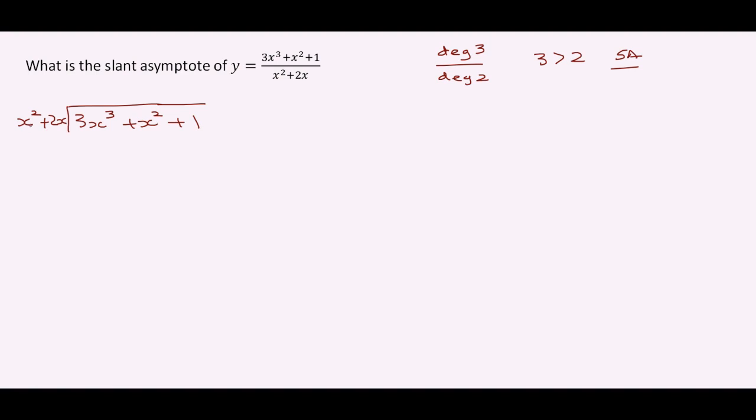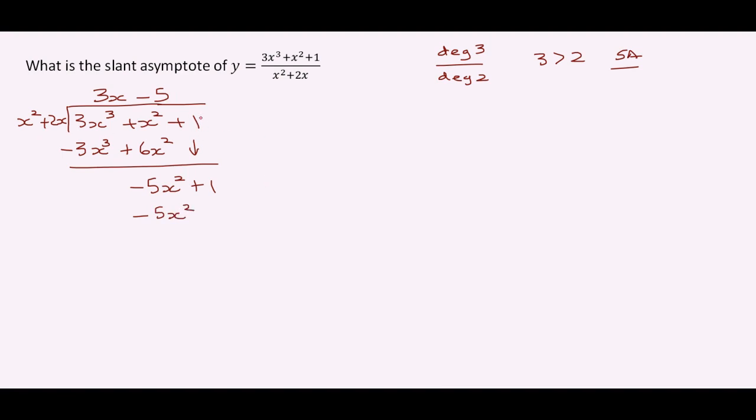3x cubed divided by x squared is going to give us 3x. 3x multiplied by x squared, we have 3x cubed. 3x multiplied by 2x, we have 6x squared. So we subtract. So we have x squared minus 6x squared, so we have minus 5x squared, and then we bring down plus 1. So minus 5x squared divided by x squared, we have minus 5. Minus 5 times x squared is minus 5x squared minus 5.